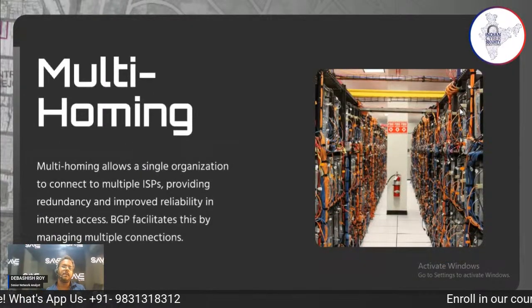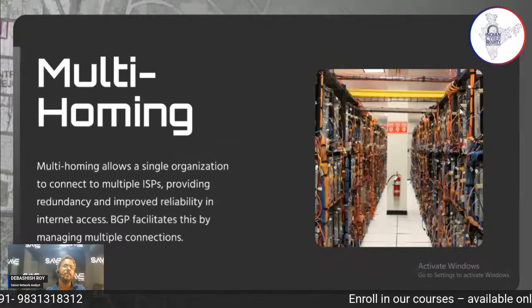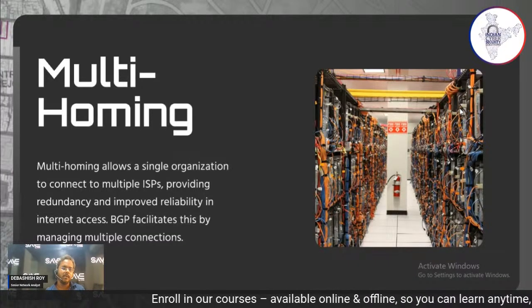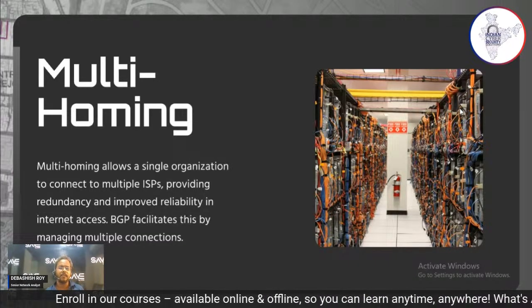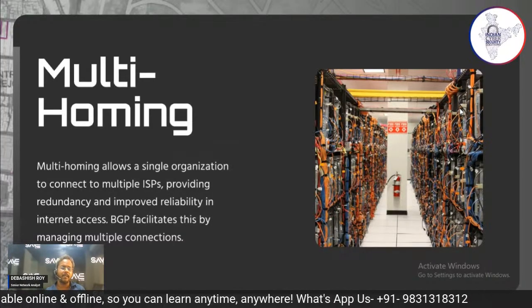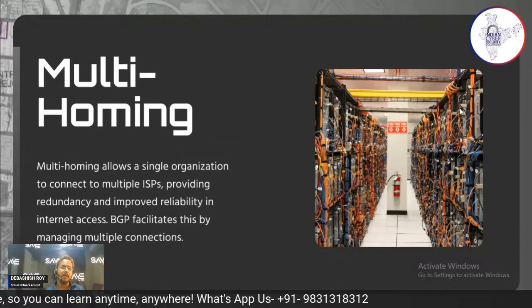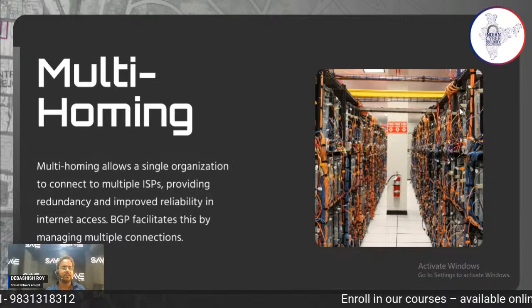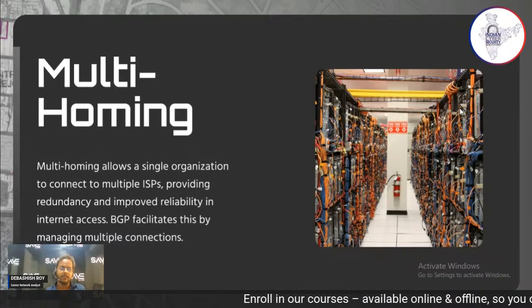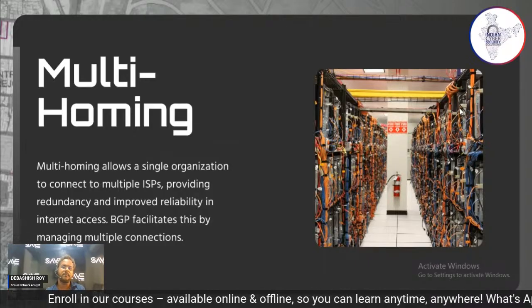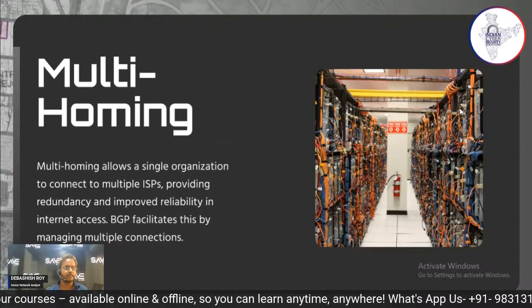And then you have multi-homing also. Multi-homing allows a single organization to connect to multiple ISPs. So it is not a single-homed connection. If you have a single home, then you have a single point of failure. If the one ISP that you are connected to is down, everything is gone. So you should have connections to multiple ISPs. So in BGP, for the path selection, you have multiple ISPs, and it provides redundancy and improved reliability in internet access. BGP facilitates this by managing multiple connections.